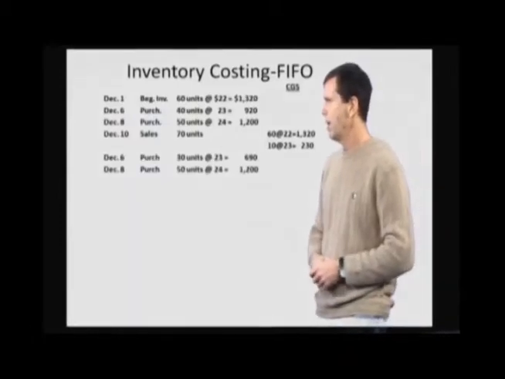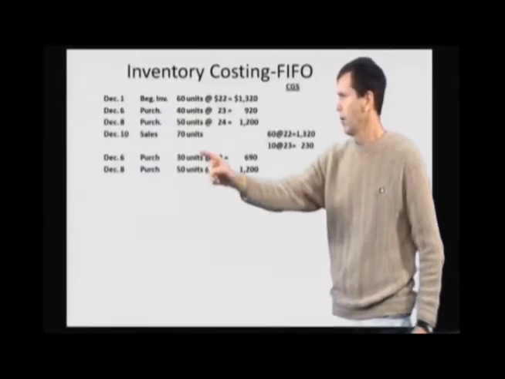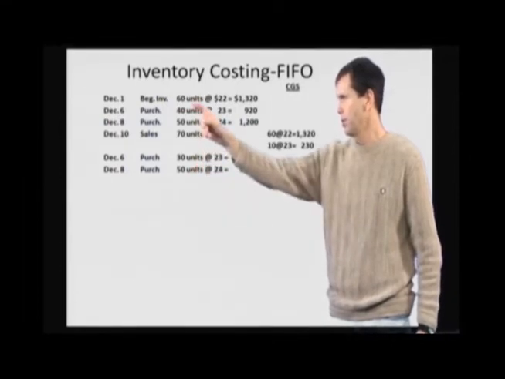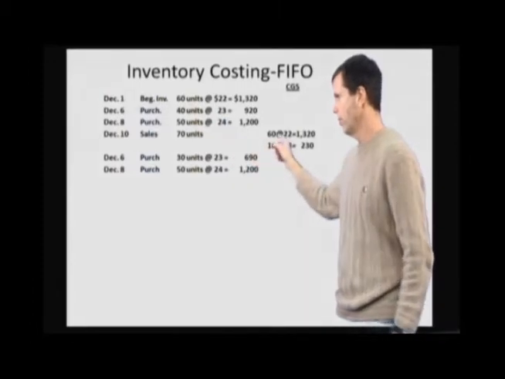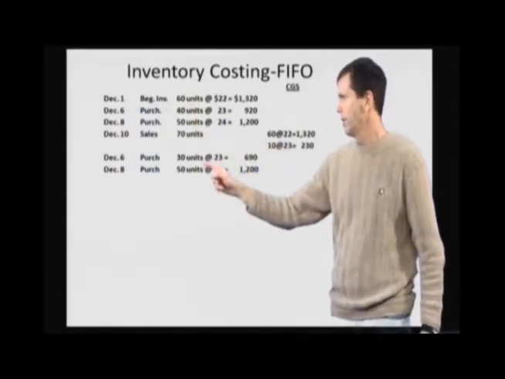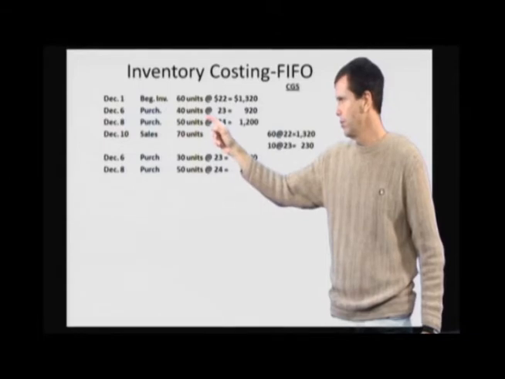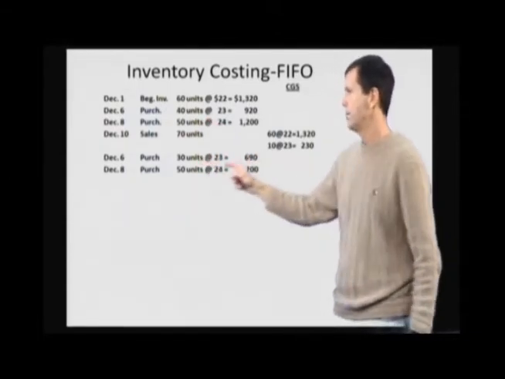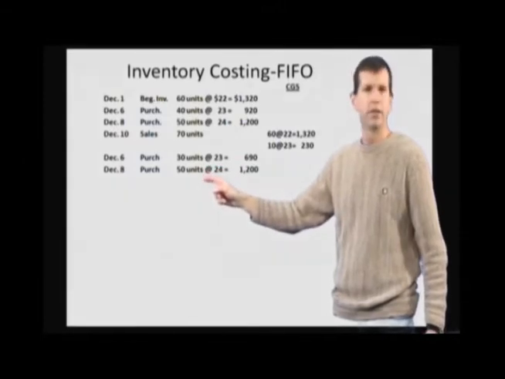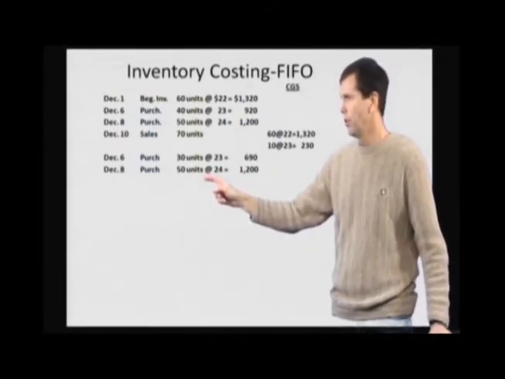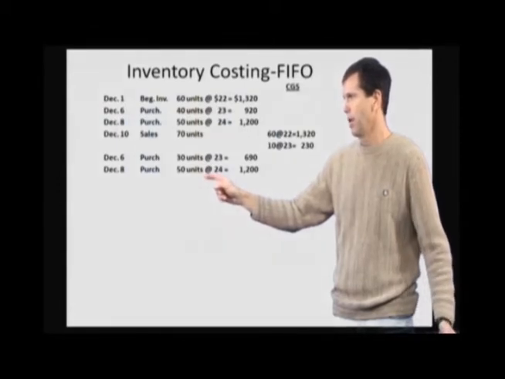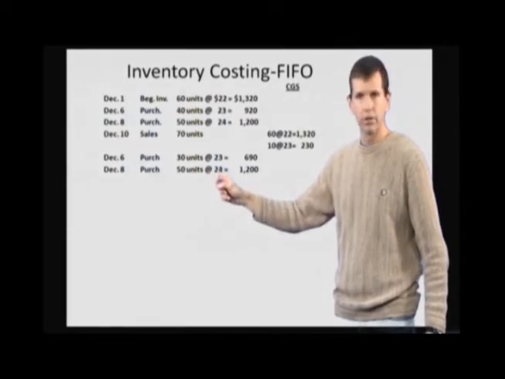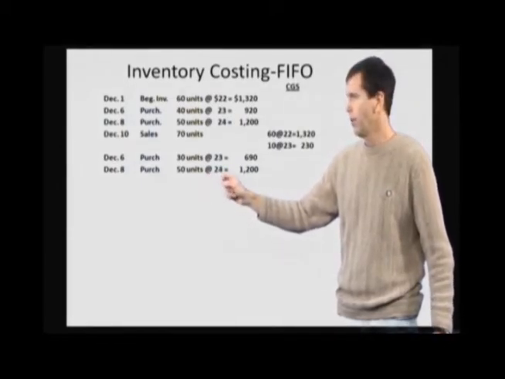So you can see we've done that here. In our new drawings here, we don't have the 60 at 22 because we've assumed that we sold those. We have only now 30 of these $23 ones because we assumed we have sold 10 of them. And we assume that we still have the 50 at 24. So as of December 10th, after we made the sale on December 10th, this is what our inventory looks like. Everybody okay with that, where we're at right now?